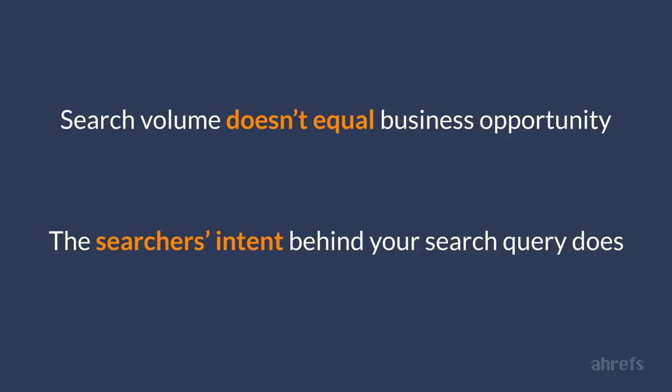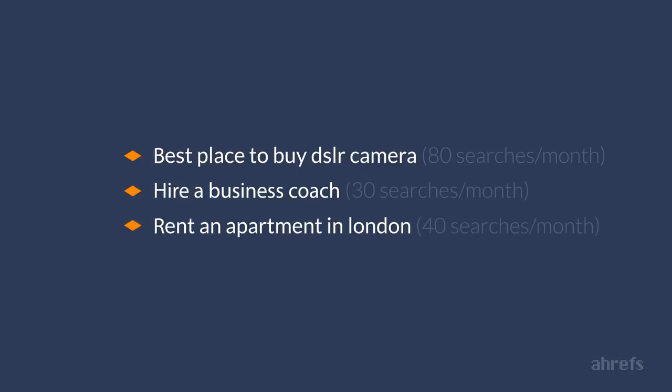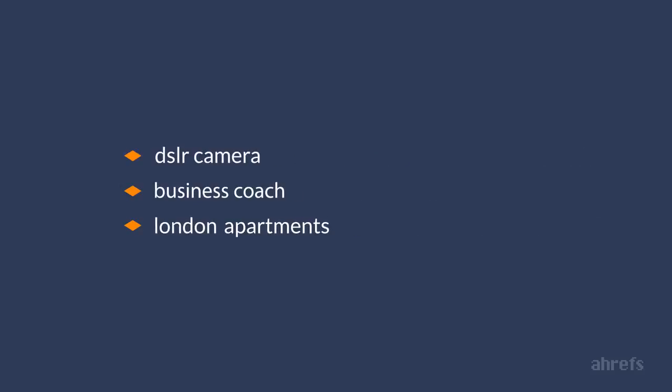That is why marketers are so obsessed with keywords that have the word buy or its synonyms in them. Best place to buy DSLR camera, hire a business coach, rent an apartment in London. These searches clearly indicate that the person behind them is one step away from pulling money from their wallet. But in all honesty, you should not ignore their generic versions with much higher search volume just because the search traffic coming from them would be harder to convert into customers.